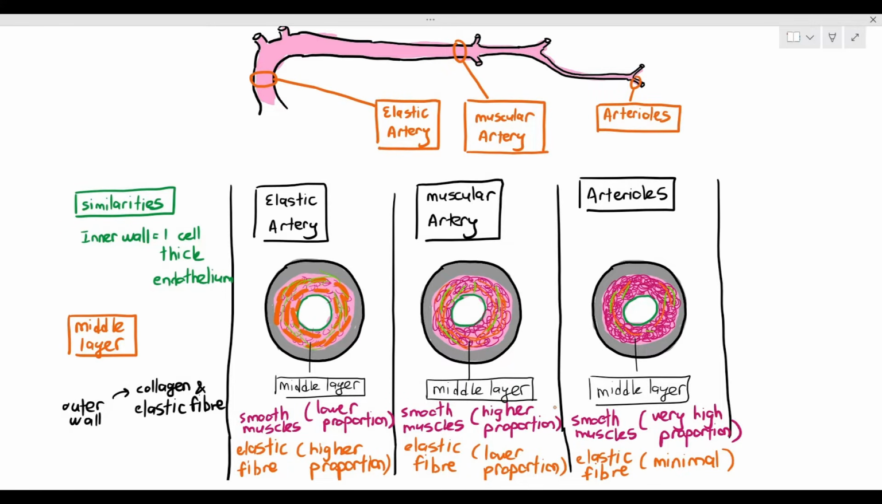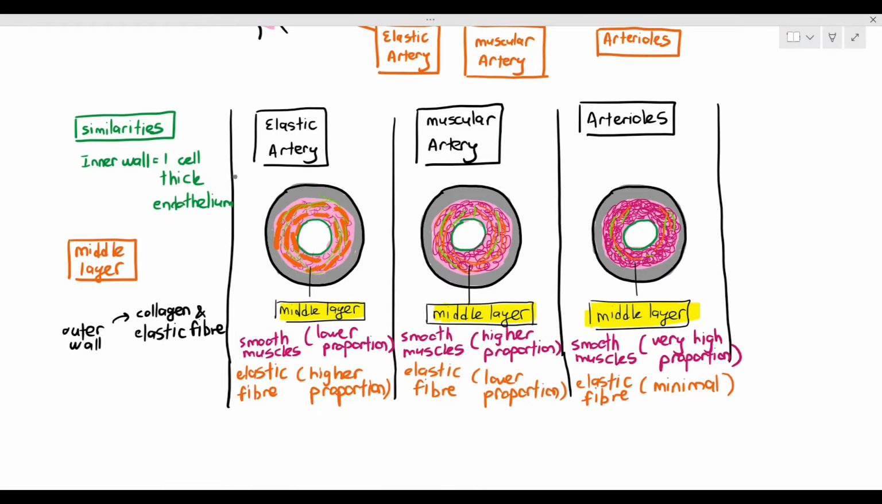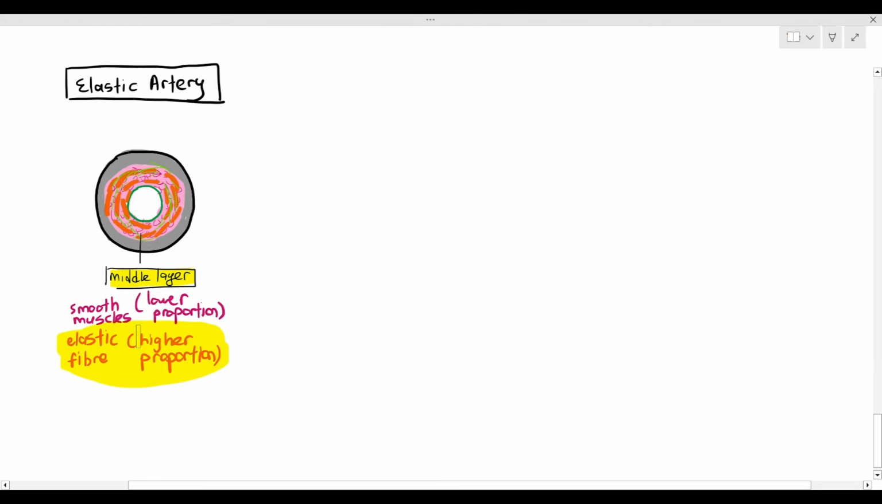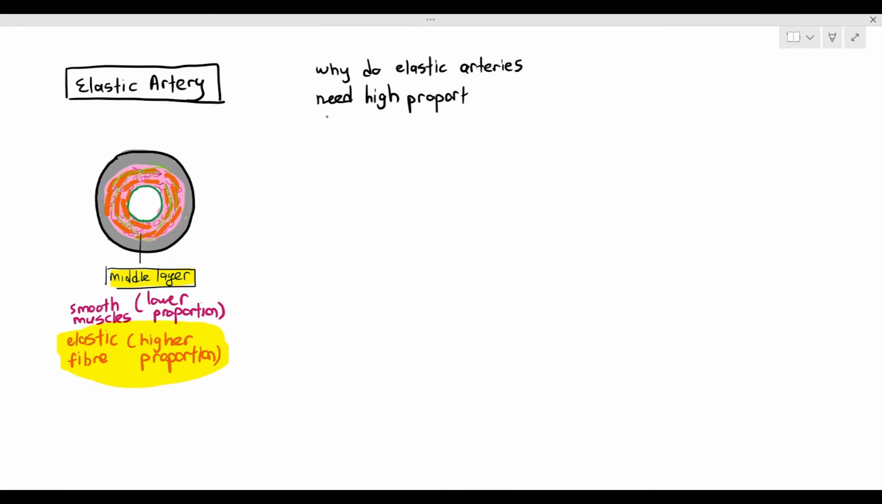So of course then as a student, you must be like, okay, why do they have different compositions of their middle layer? There is a reason for that, obviously. Looking at the elastic artery, our main focus is the fact that it has a high amount of elastic fiber. So the question is, why do elastic arteries need a high proportion of this very elastic fiber?